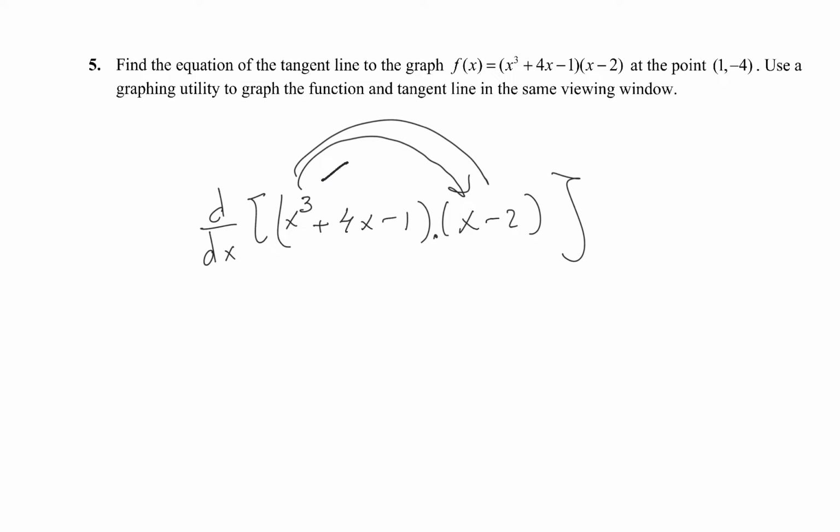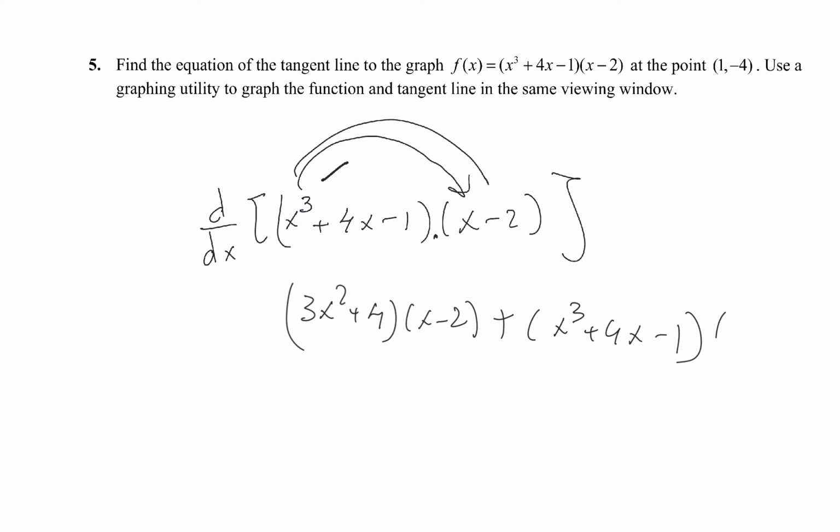The derivative of the first, 3x squared plus 4, multiplied by the second, x minus 2, plus the first, x cubed plus 4x minus 1, multiplied by the derivative of the second, 1. The derivative of x is 1. The derivative of minus 2 is 0. So this is the result.